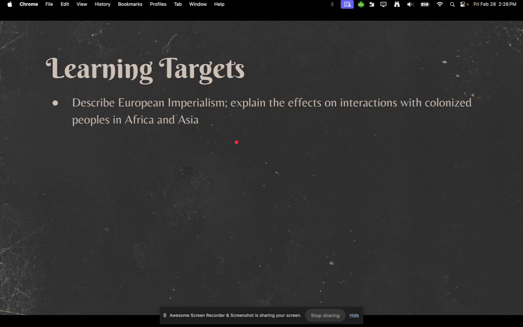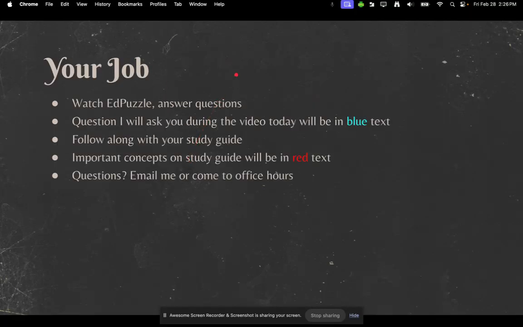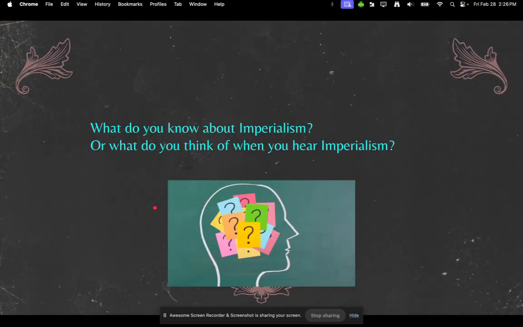Learning targets. Describe European imperialism and explain the effects on interactions with colonized peoples in Africa and Asia. Your job. You're going to watch this Edpuzzle, answer the questions. Anything in blue text, there are going to be questions that I want you to answer directly on the Edpuzzle. Anything in red text is going to be a vocab word, so make sure you're following along with your study guide. Okay, first question for you. What do you know about imperialism? Or what do you think of when you hear imperialism?